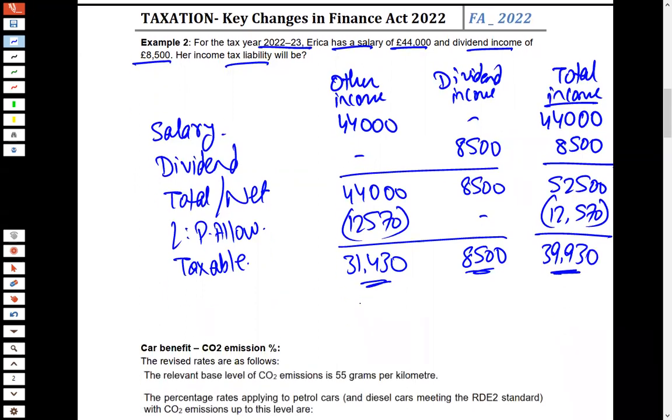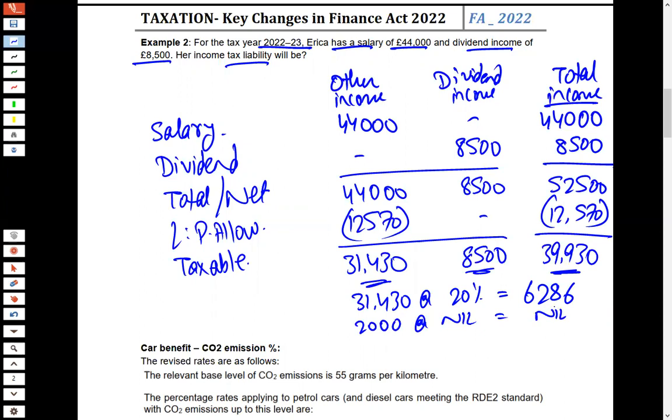Okay, on this taxable income, I'm going to start applying the tax rate. So it is 31,430 at the rate of 20%, which is like 6,286. Then the 2,000 dividend exemption, so that works out to be nil.